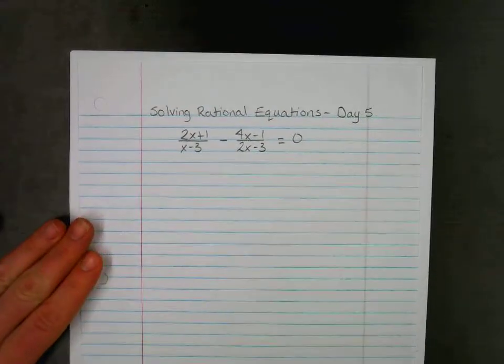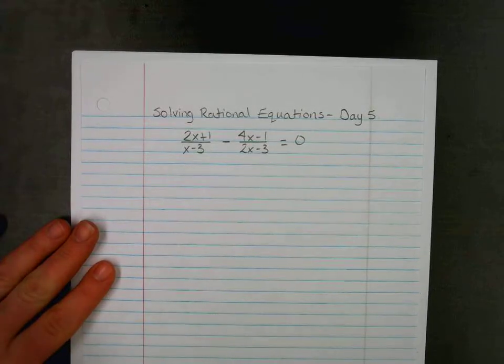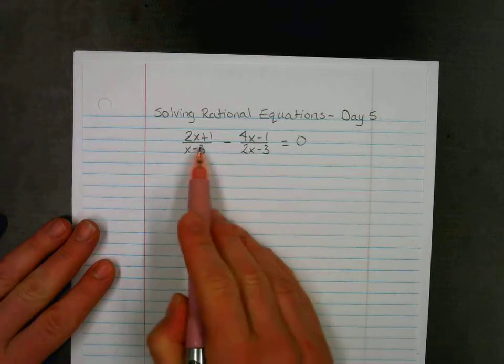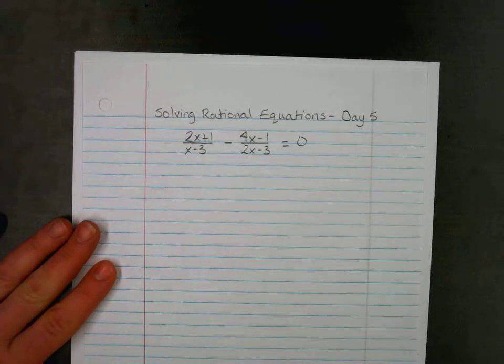Solving rational equations when we have variables in the denominator. So similarly to the last question, we again want to find a lowest common denominator. Before we find our lowest common denominator, you want to look to see if your denominators are in completely factored form, and in this case they are.